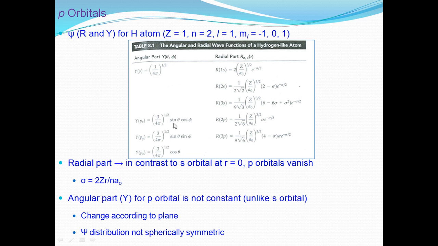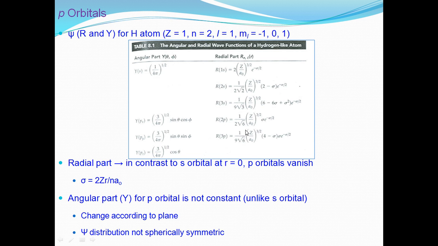For the angular wave function, as opposed to the s orbital, there are values of theta and phi, and these depend on trig functions, cosine and sine in this case. What this is telling us is that these values point along different axes: the x-axis, the y-axis, and the z-axis. In other words, the angular component of the wave function depends on the plane or the axis or the specific orientation.